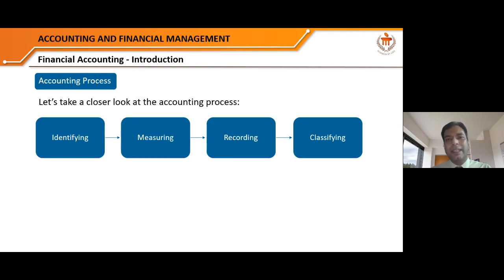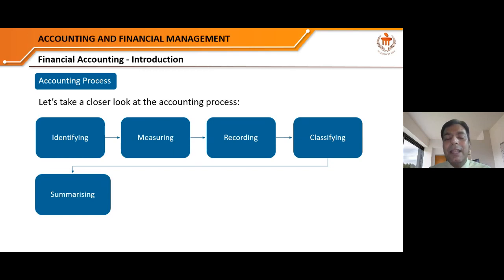Does it fall into sales? Does it fall into purchase? Does it fall into the purchase of fixed assets, or does it fall into the sale of goods? So I need to classify these things. I need to categorize them into different categories, or different baskets, right? Once classified, I need to summarize.